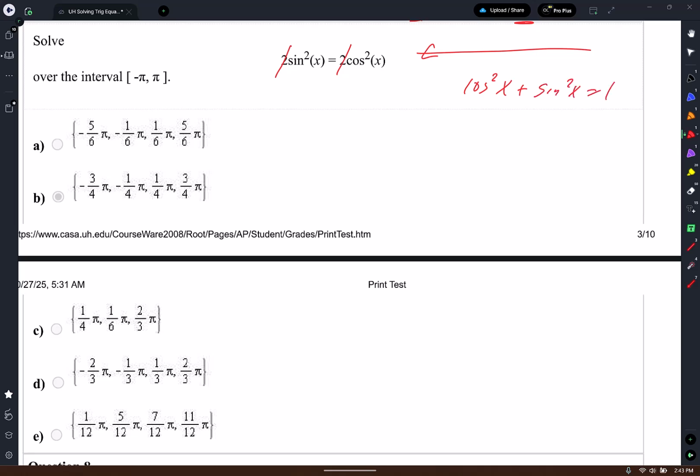Perfect. Go ahead and get one of these by itself. So move the sine squared to the right, and I'm going to have cosine squared x equals 1 minus sine squared x.